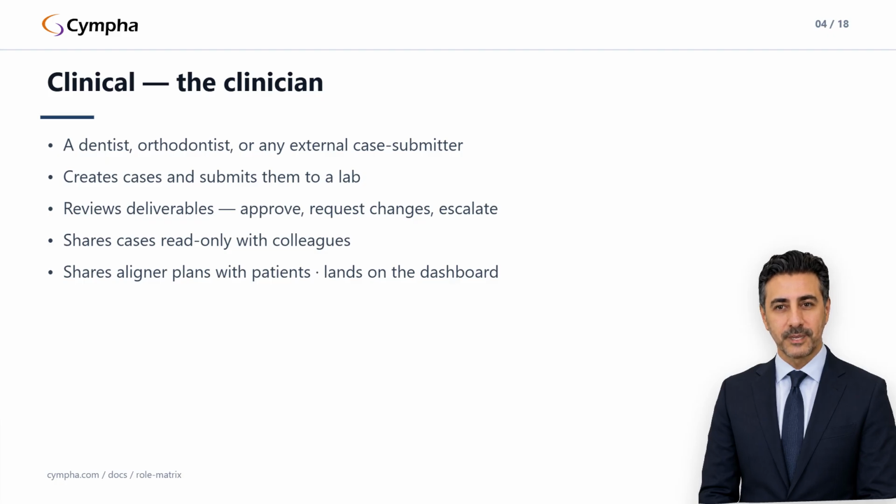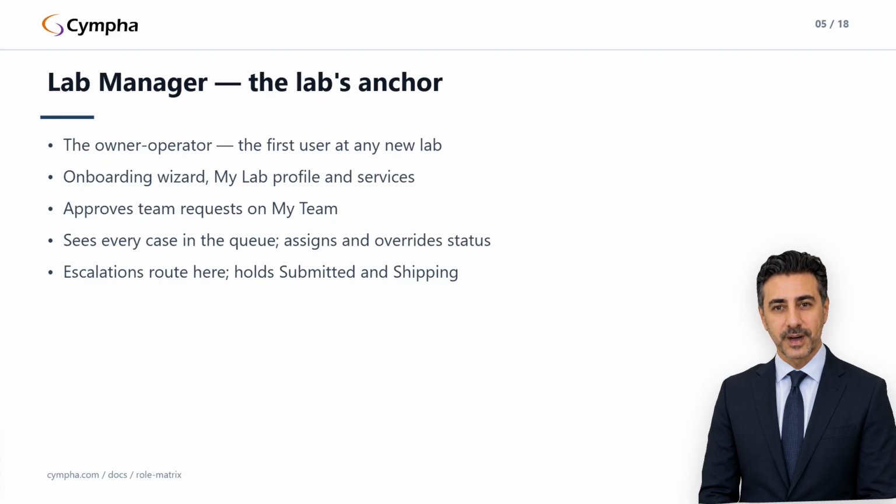They see every case in the queue, assign cases, and override status when something needs a manual push. They handle escalations. When a clinician escalates, the case routes to this role specifically. And they're the expected holder for submitted cases arriving at the lab, and for shipping. After sign-in they land straight on the queue, which tells you what the job is.